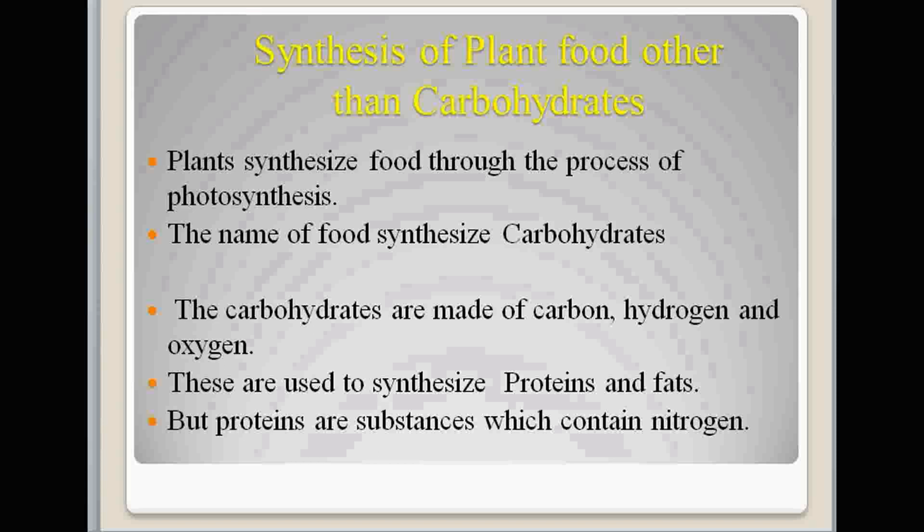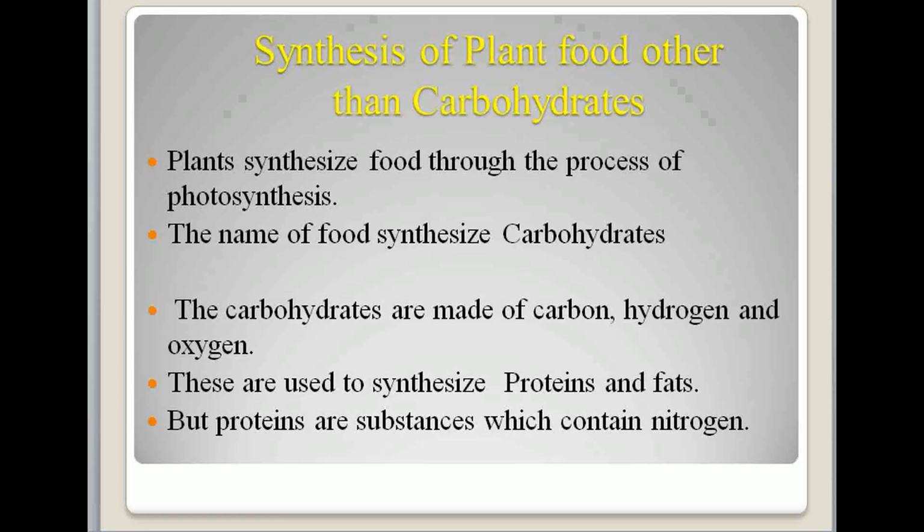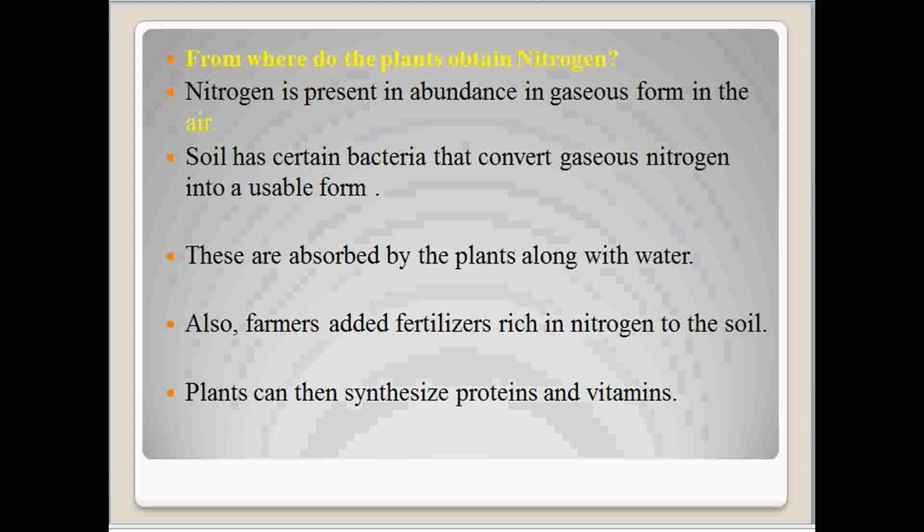Synthesis of plant food other than carbohydrates. Plants synthesize food through the process of photosynthesis. The food synthesized is carbohydrates. The carbohydrates are made up of carbon, hydrogen, and oxygen. These are used to synthesize proteins and fats. But proteins are substances which contain nitrogen.